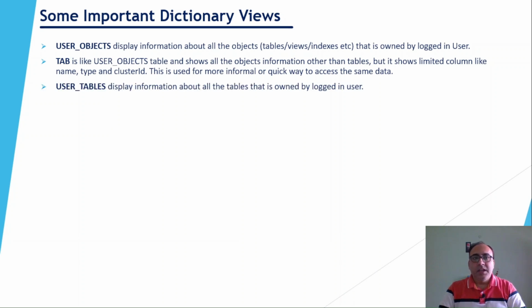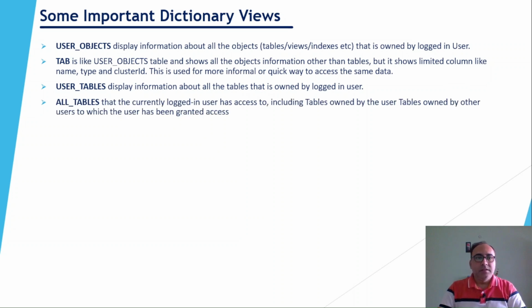Then we have user_tables. This displays information about all the tables owned by the currently logged in user. Then we have all_tables. This displays information about all the tables accessible to the currently logged in user. Again, user_tables displays information about all the tables owned by the currently logged in user, whereas all_tables displays information about tables accessible to the particular user.